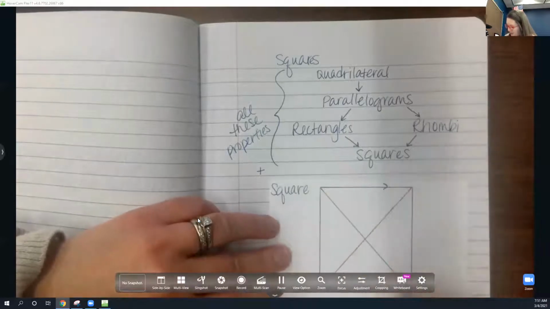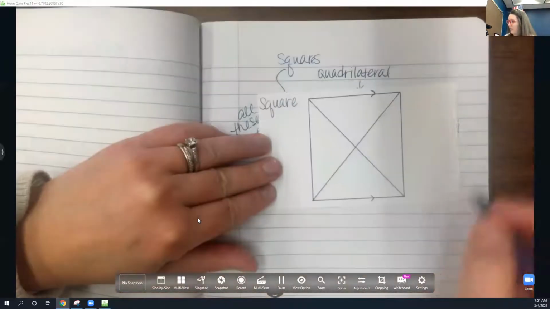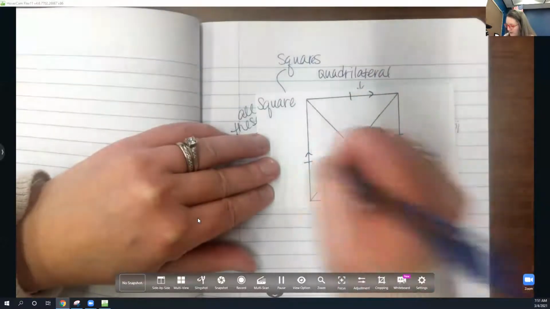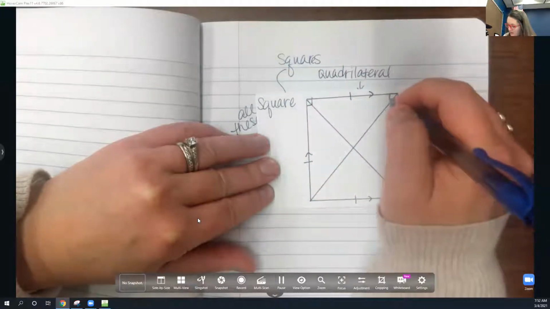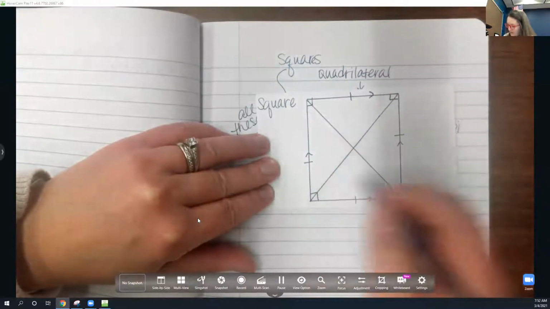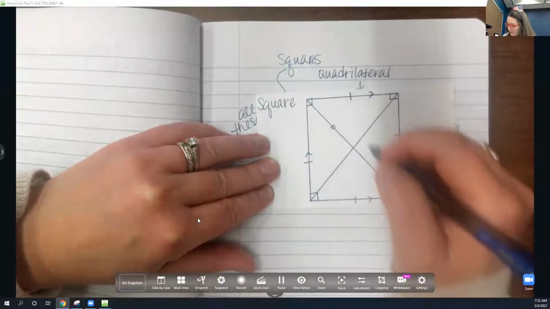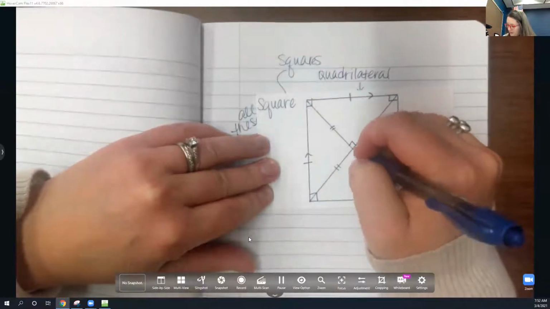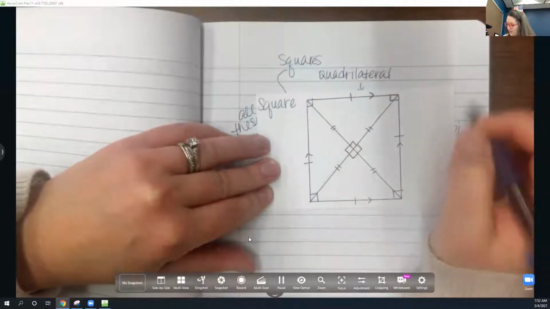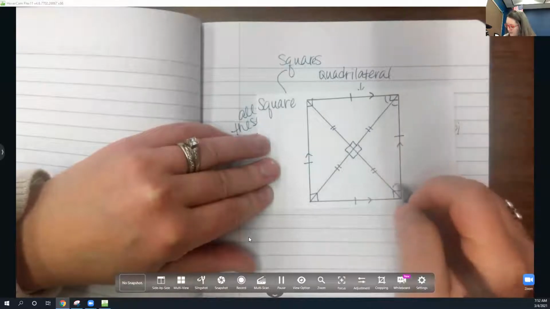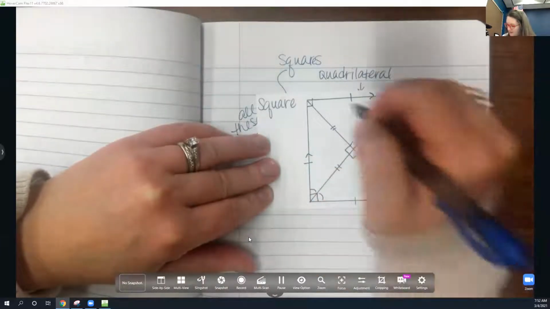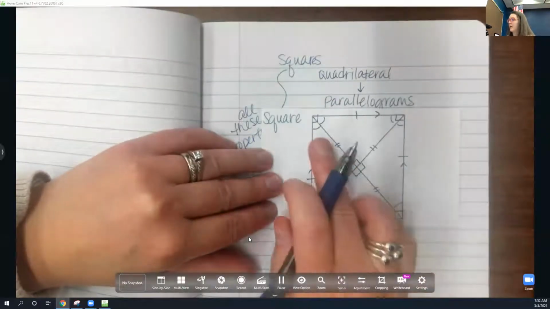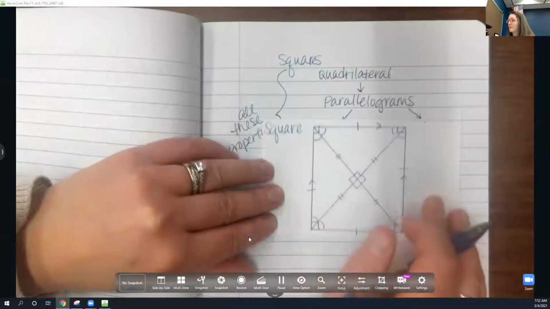So that means opposite sides are parallel, right? All the sides are congruent. All the angles are 90 degrees. The diagonals not only bisect each other, but they're congruent. The diagonals form 90 degrees in the middle here, and they also bisect the angles.